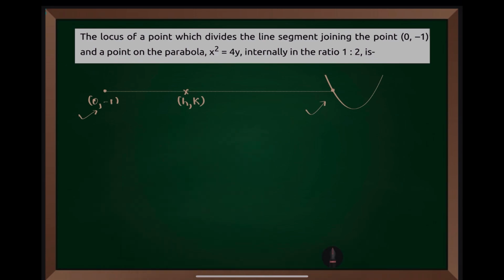Now try to understand this concept. You know that you have to deal with the concept of locus. So you will introduce h comma k, you will put some restriction. The restriction is 1 is to 2, and after applying the restriction you have to remove the variables that you have introduced. So right now we have introduced h and k, so we will replace them with x and y.